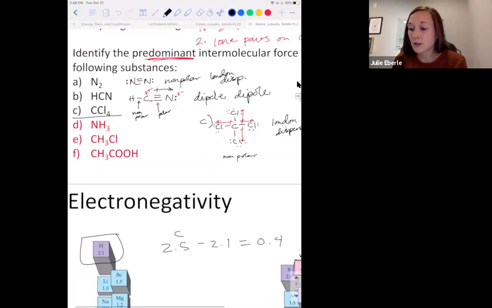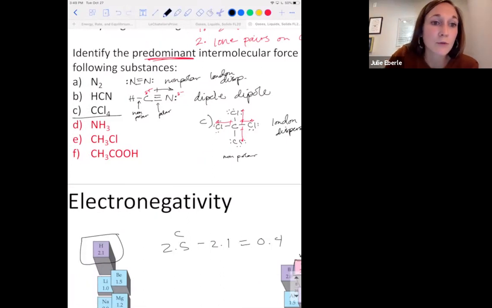So now I have a poll question. I'm going to launch this. We're closing in on the end of lecture, so this will be the last thing we do. I want you to draw out the Lewis structures for D, E, and F. Okay, I'm going to pull the poll up, and then I want you to identify what's the strongest force between two identical molecules. So 2 molecules of NH3, 2 molecules of CH3Cl, 2 molecules of CH3COOH, and put in your answer for each of those.